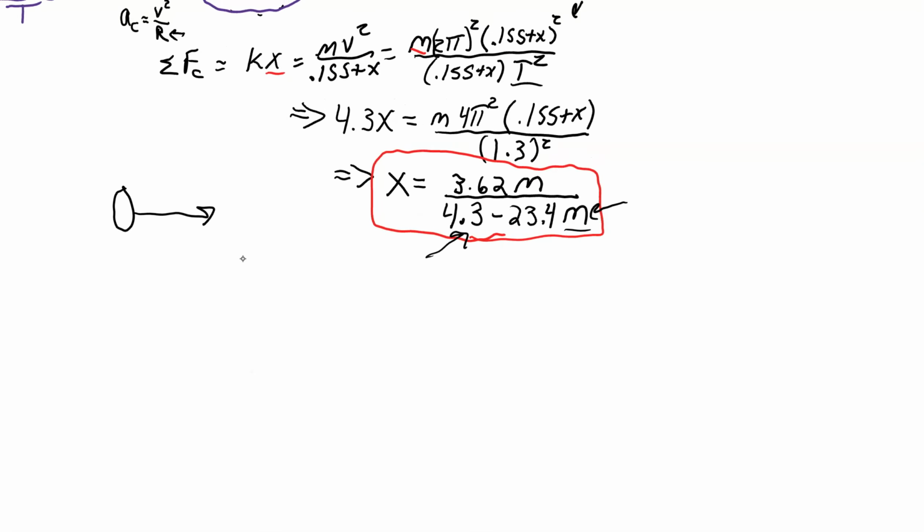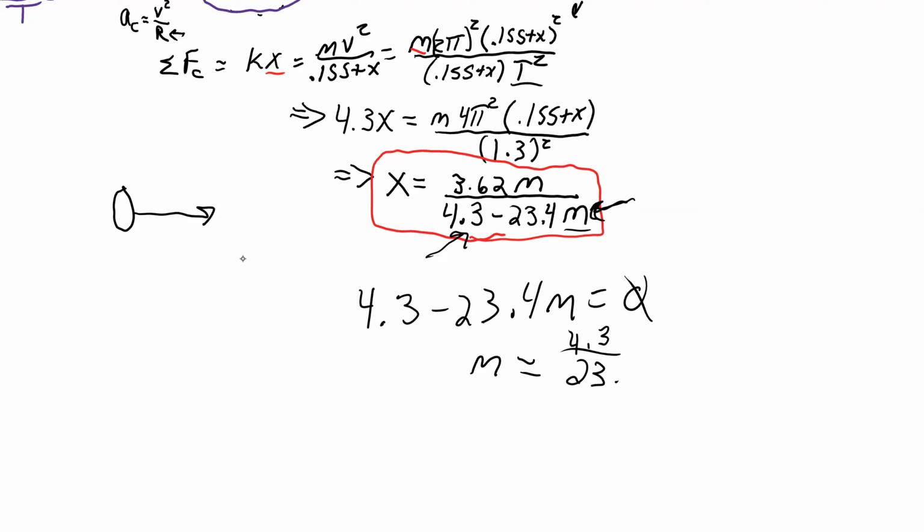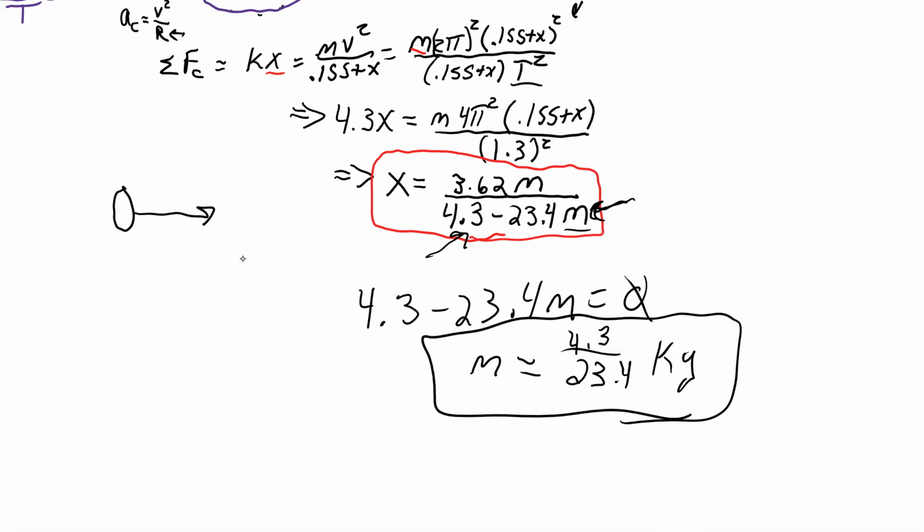But let's just see what happens if I let the denominator equal 0. So if the denominator is 0, 4.3 minus 23.4 m equals 0, then the force would be infinite. This actually puts a limit on the mass that I can actually do this with. So this is 4.3 over 23.4, and that's kilograms. If I have a mass that's larger than this, I get a negative number, and basically what the problem's telling me is it's impossible. You can't do it. This is the biggest mass you can have.